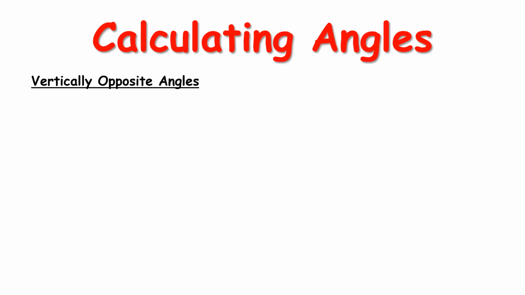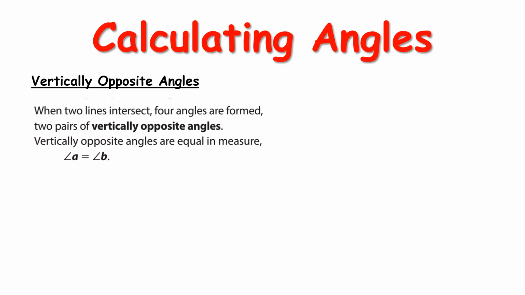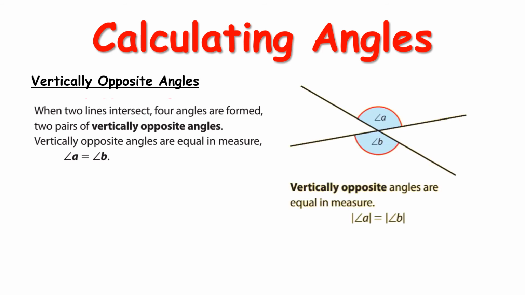So the last piece we're going to look at today is known as vertically opposite angles. These are the easiest to do calculations with because vertically opposite angles are equal. So there's no need for a calculation. When two lines intersect, so that means where they meet, four angles are formed. Two pairs of vertically opposite angles. So here we go. Here we have angle A is equal to angle B. So this only exists when we have two straight lines, so where we have an X.